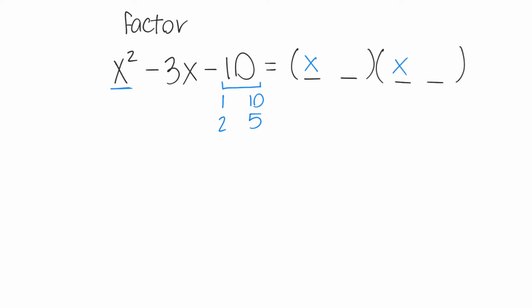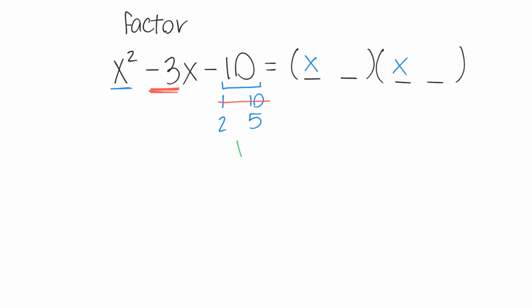So to figure that out, we're going to come over here to negative 3. And we're going to ask ourselves, can we get this to add to negative 3? And we're going to need a negative, right? Is there any way 1 and 10 can add to negative 3? No, not a chance. So they're out. 2 and 5, can we get them to add to negative 3? Yes, but how do we get them to add to negative 3?